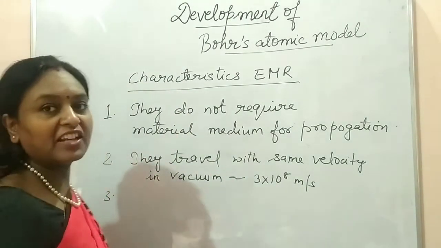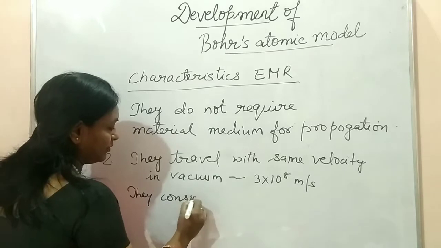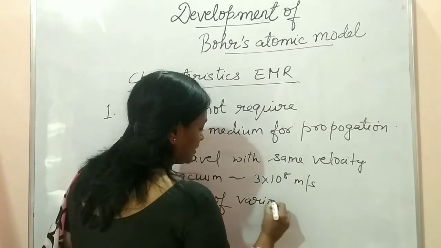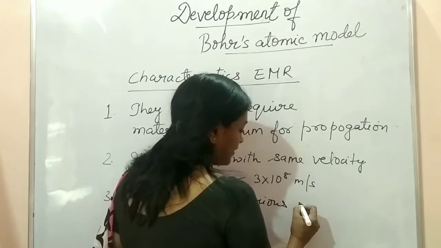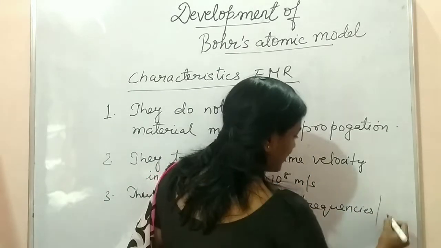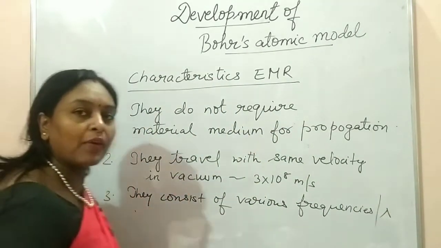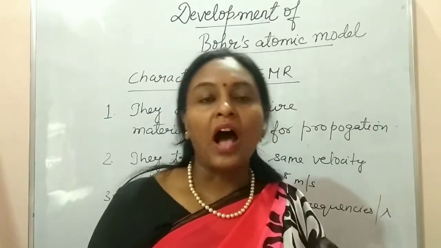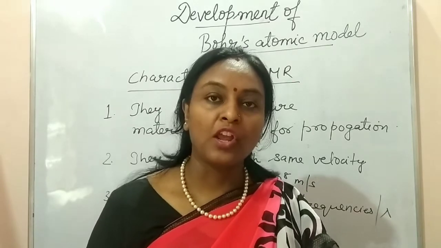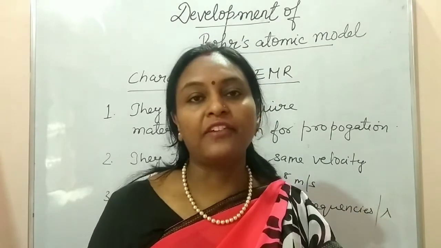Now these electromagnetic radiations consist of various radiations of different frequencies or wavelengths. And when these frequencies and wavelengths are grouped together, we call them the electromagnetic spectrum. So the electromagnetic spectrum has different wavelengths or different frequencies.